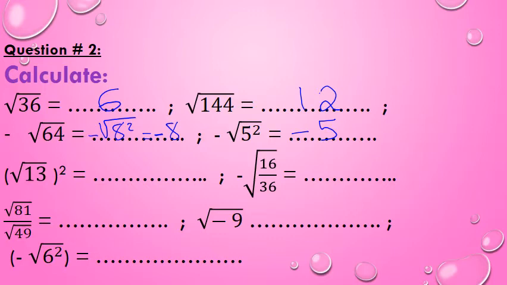Now, Muhammad, radical 13, all of it squared is equal to what? 13. It's equal to 13 because the squared is cancelled with the square root.